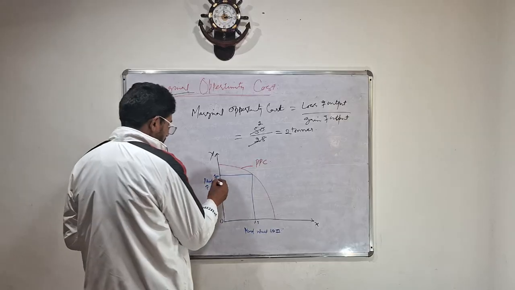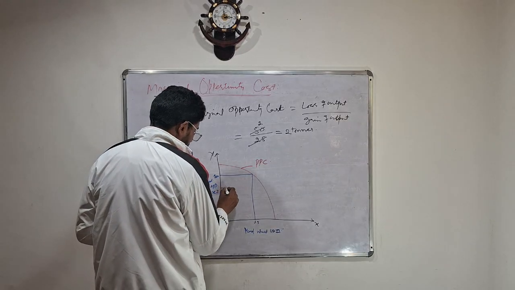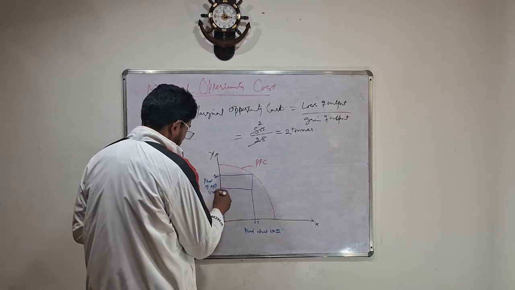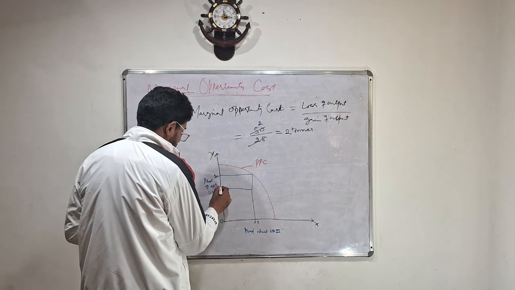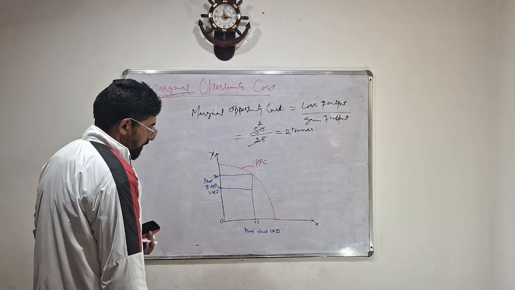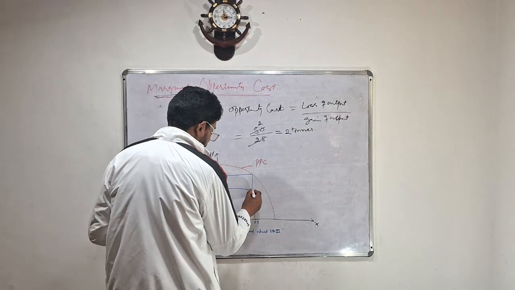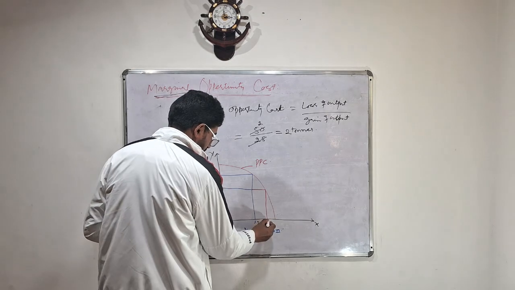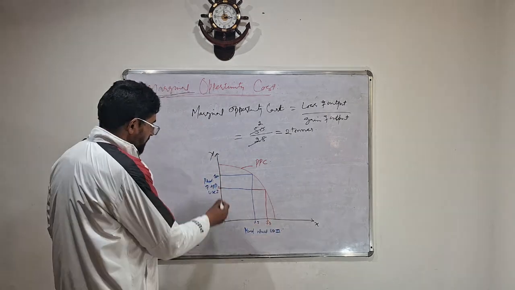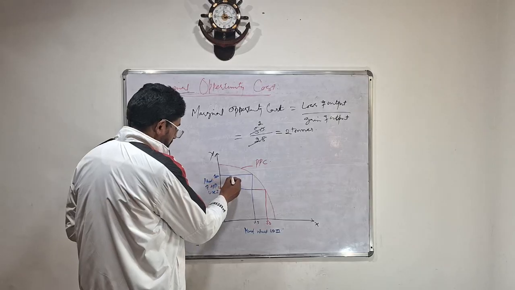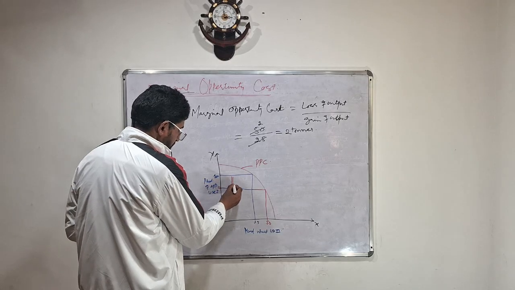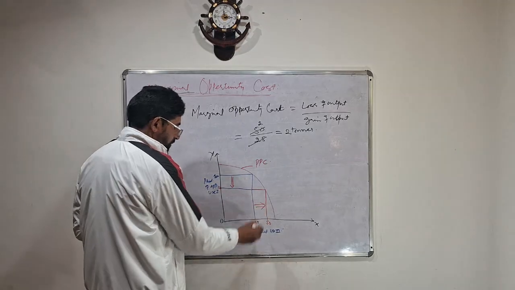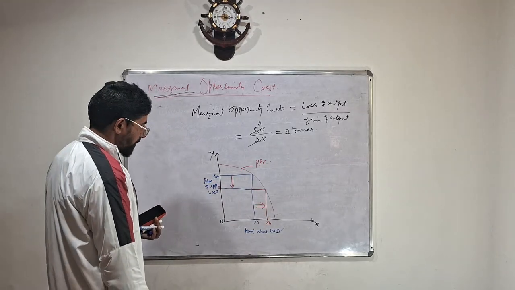When we decline the production of apples to this, I will mark it with this little marker, this is 50 tons. Definitely there is an increase of this much, which means we decline the production of apples to 50 tons, and there is an increase of wheat from 25 to 50 tons.